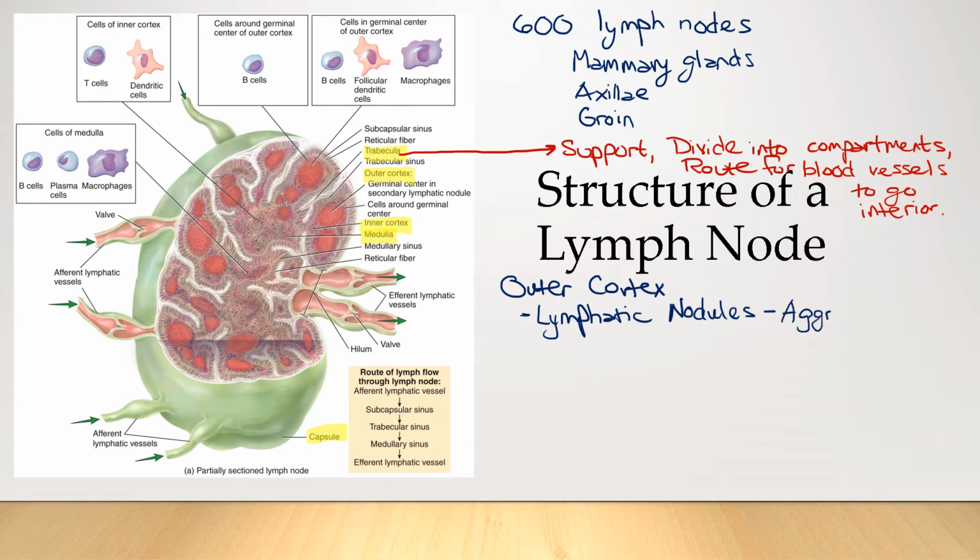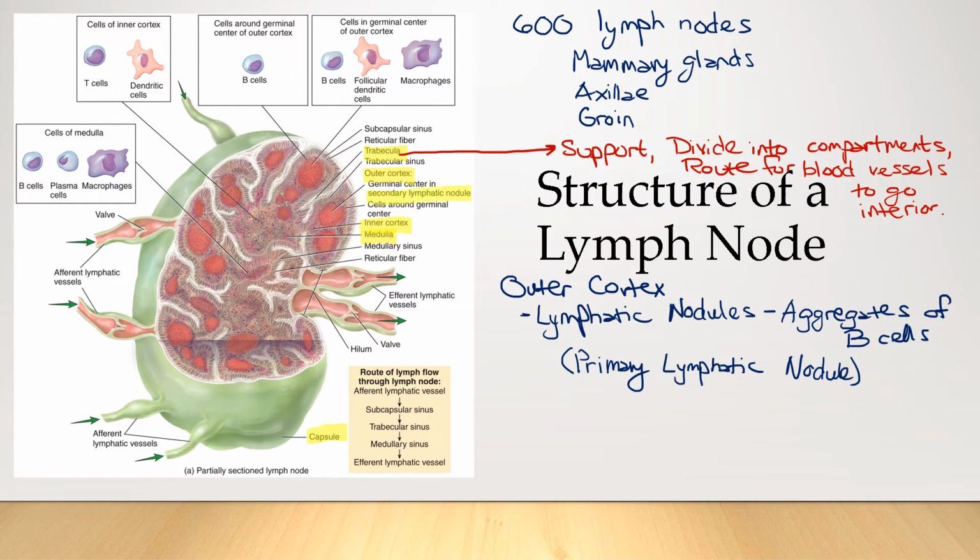Aggregates or collections of B cells. Now, a lymphatic nodule consisting mainly of B cells is called a primary lymphatic nodule. So if it has mostly B cells, it'll be a primary lymphatic nodule. But most lymphatic nodules in the outer cortex are going to be secondary lymphatic nodules.